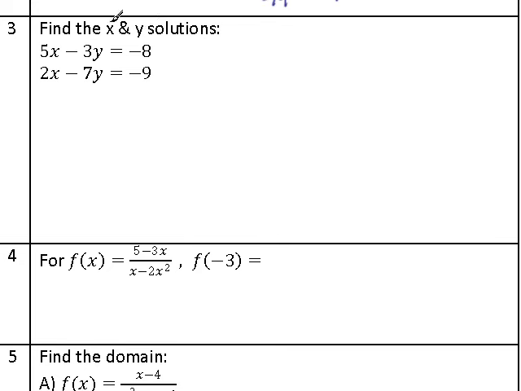In number 3, we're asked to find both x and y solutions. So we'll start by eliminating either x or y. All right, I don't see that one is more advantageous than the other, so let's start by eliminating x, this first column. So I'm aiming for a 10 and a minus 10. 10 is the smallest number that both 5 and 2 divide into. All right, so let's multiply the top equation by 2. And the bottom equation by minus 5.